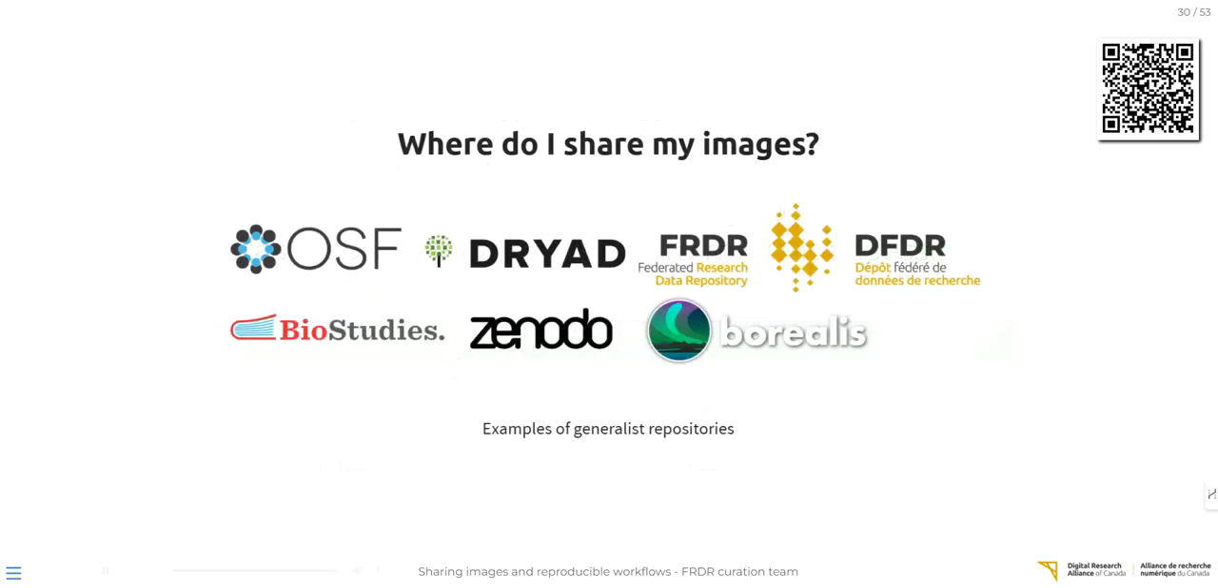So, where should you share your bioimaging data? Definitely, there's no one-size-fits-all solution. It depends on your data type, discipline, and institutional policies. Some generalist repositories that support FAIR image sharing include OSF, ideal for collaborative projects; Dryad, used in life sciences; FRDR/DFDR, tailored to Canadian researchers and big data sets; BioStudies, designed for biological imaging and omics; Zenodo, which integrates with GitHub and supports datasets, code, and publications; and Borealis, a Canadian Dataverse instance with institutional support.